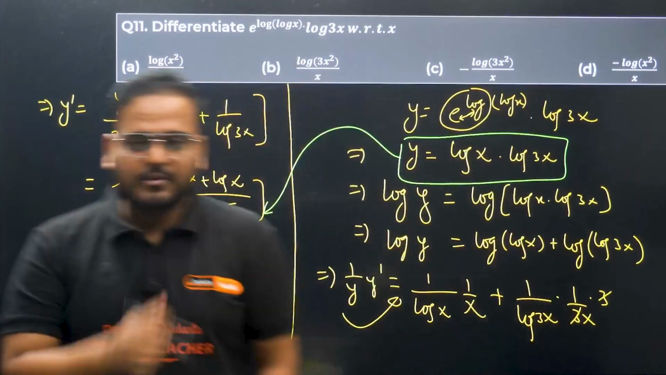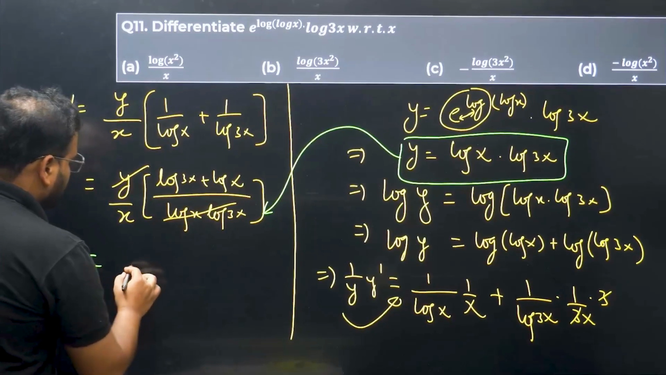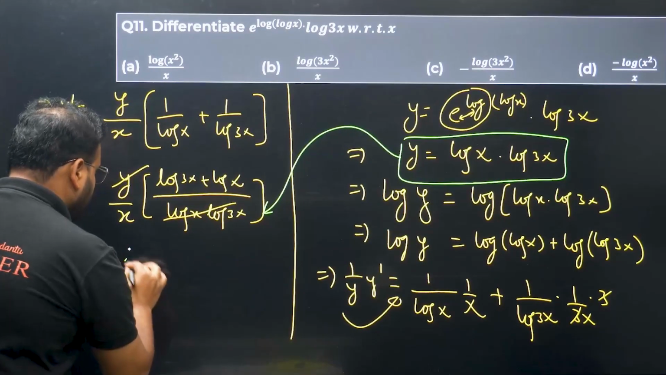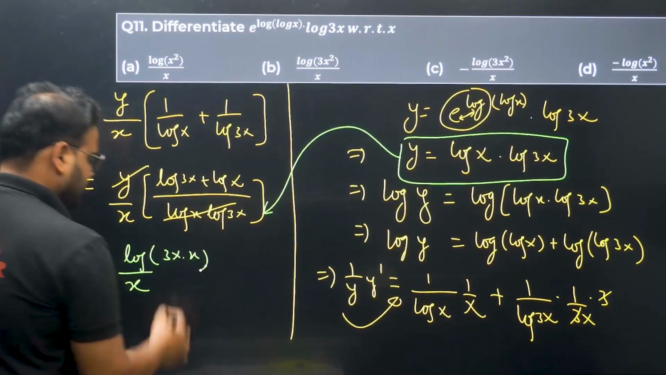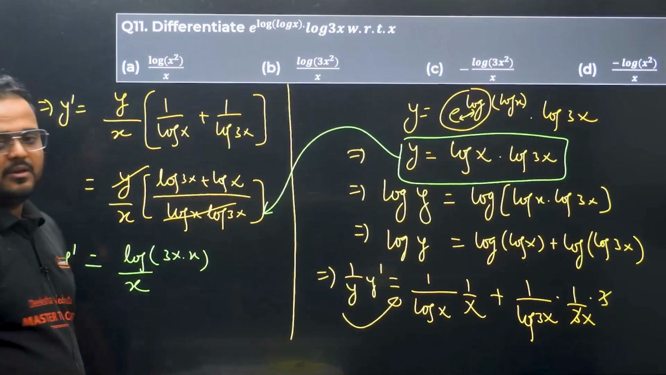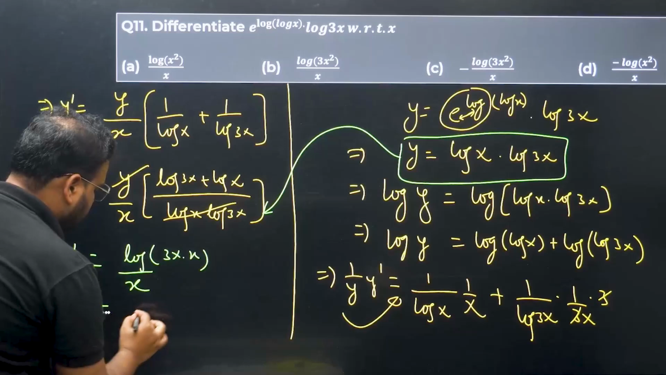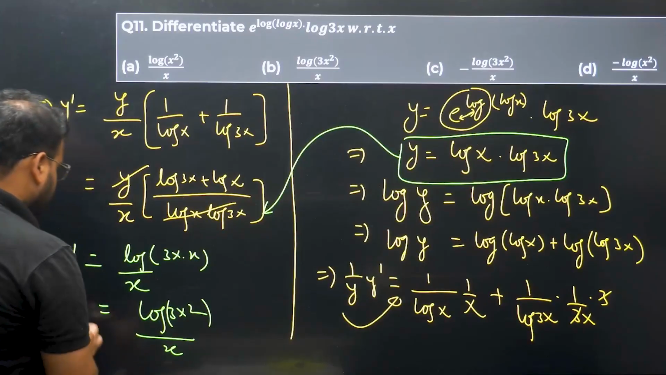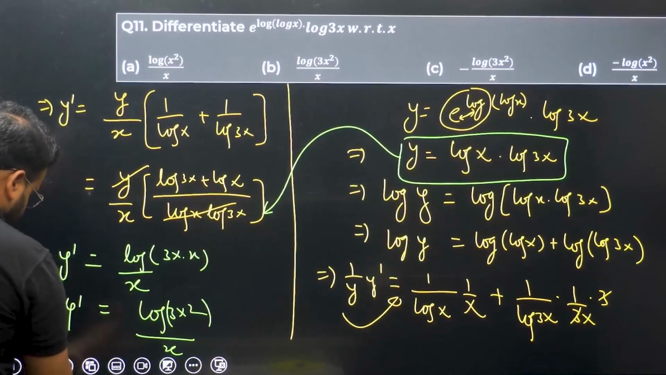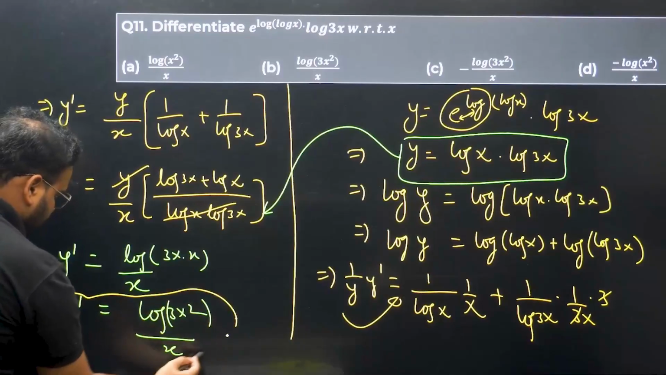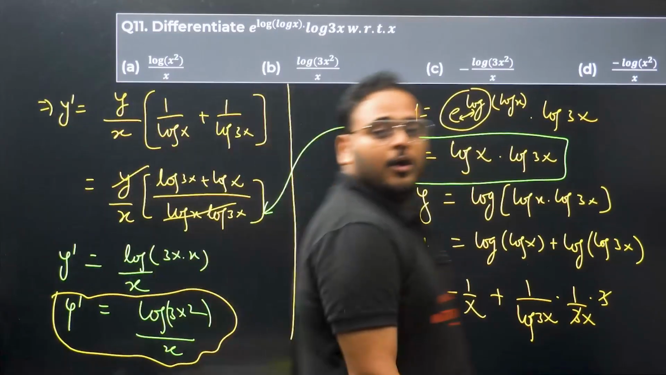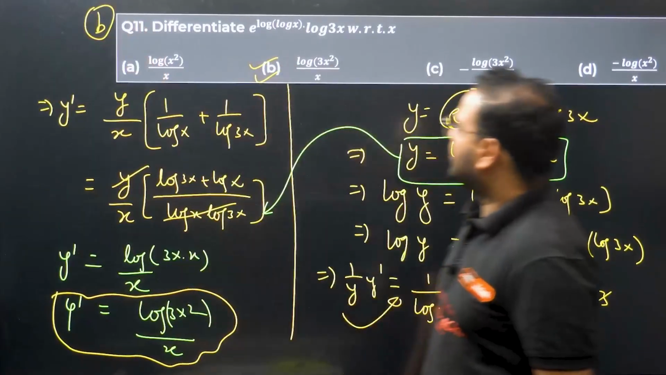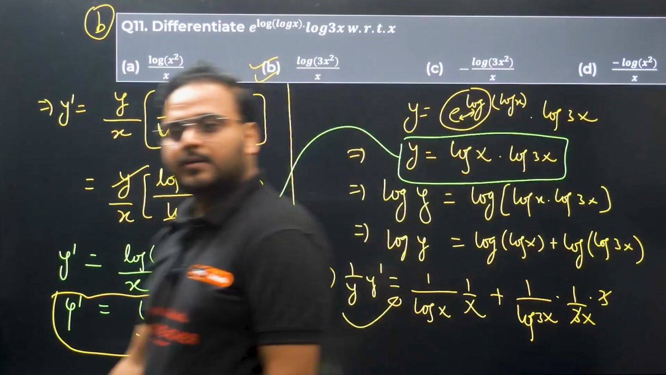What is left now? We have two values over here. So my y dash equals to x as it is. Log a plus b, log of two log sums becomes log of product. So 3x into x. Log of a plus log b becomes log a into b. What is the answer? Log 3x square by x. That's my derivative answer. That's my answer. Have a look. So option becomes what? Option B is correct. Question number 11, option B is correct.